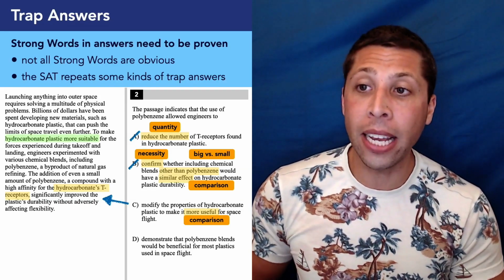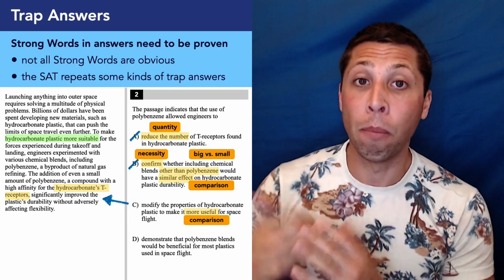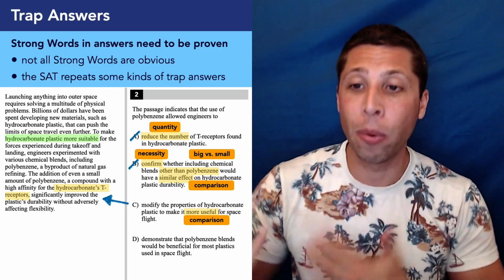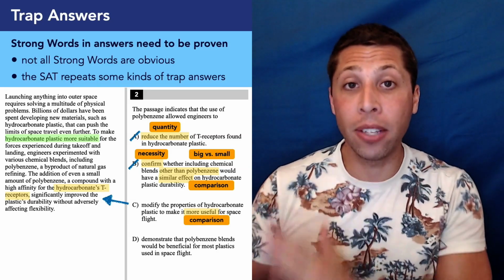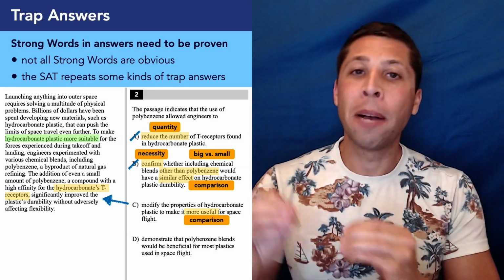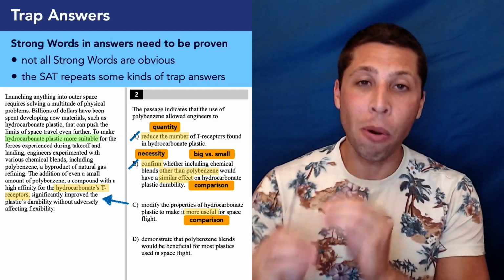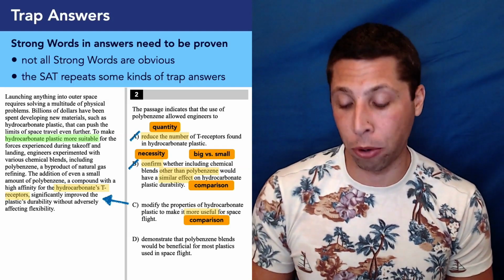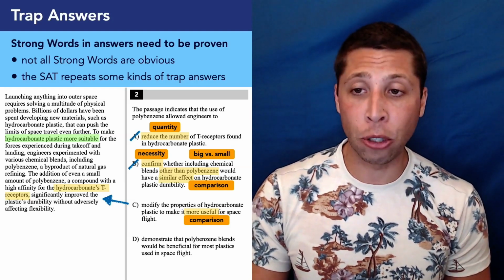And if we go back to the beginning, to make hydrocarbonate plastic more suitable for the forces experienced during takeoff and landing, spaceflight. So we do have evidence of this comparison. So this comparison may look like a trap at first, but it's justified by the lines. That's what we're really doing here, we're just giving ourselves something to latch onto that we can go hunting for in the passage. Let's look at D though, let's be sure.